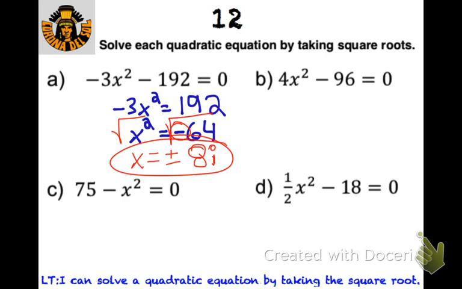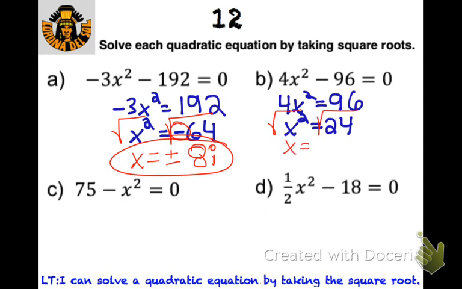Okay, so similar here, we come over 4x squared, we add the 96, x squared equals, we got to divide by 4, so let's see, that is 24. Then we'll take the square root of both sides, so that's x equals plus and minus square root of 24. Now then we want to break this down, and we can say, hey, that's really the square root of 4 times the square root of 6. So that's plus and minus 2 square root of 6.